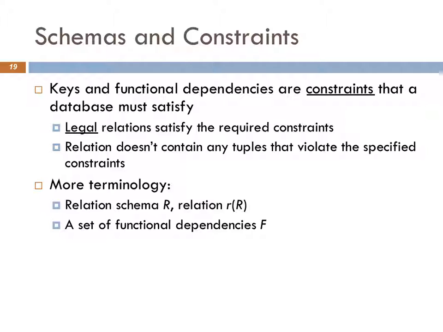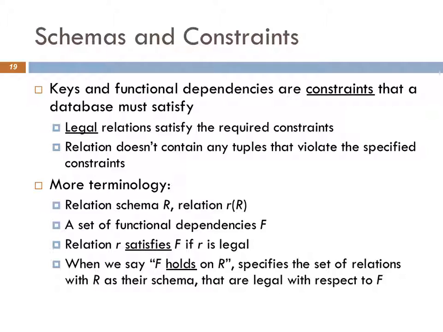So these might be from your schema design, your analysis of the thing that you're modeling. And so we say that relation R, or relation value R, satisfies F if R is legal. So we're saying that R has to conform to all of the functional dependency constraints in F. Okay? Another way of saying it: F holds on R.